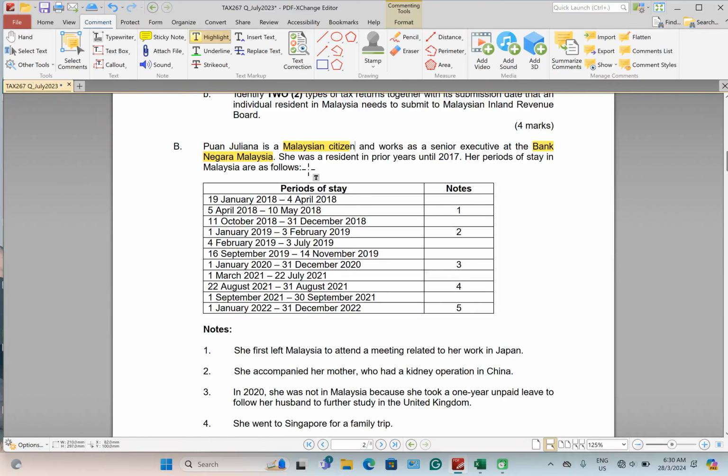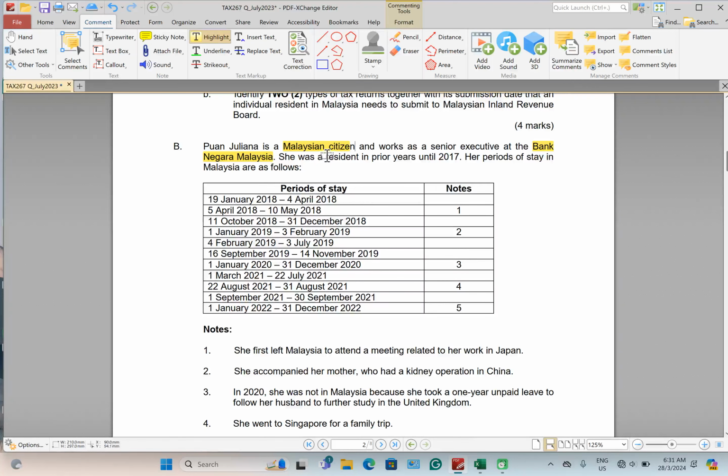And you guys know that the central bank is not private sector, but basically a statutory authority or government agency. And one of the conditions, if Puan Juliana wants to fulfill Section 7, Subsection 1, capital B, is she must work for the government. And obviously, guys, Bank Negara Malaysia is a statutory authority.